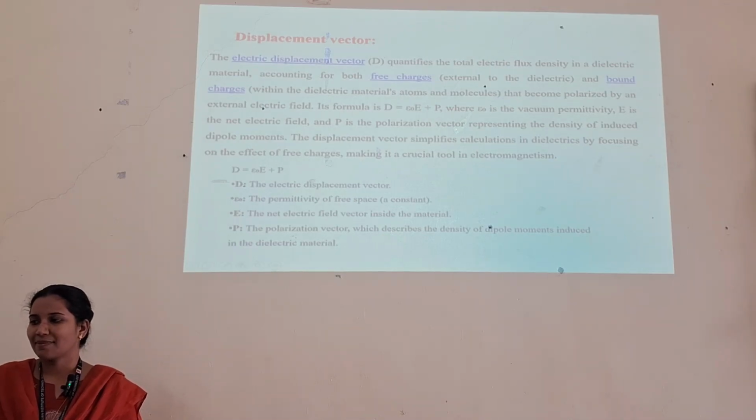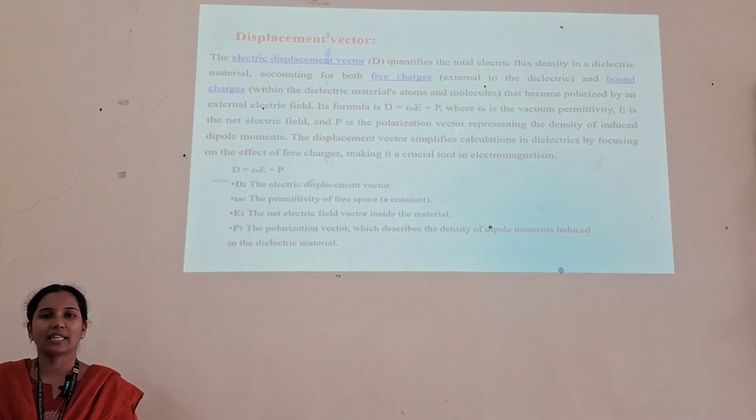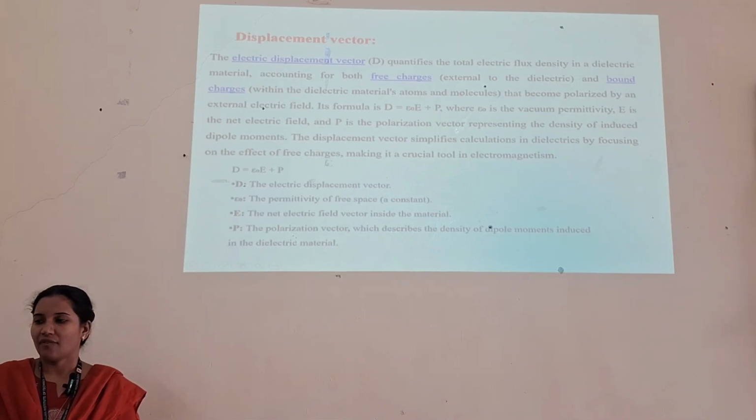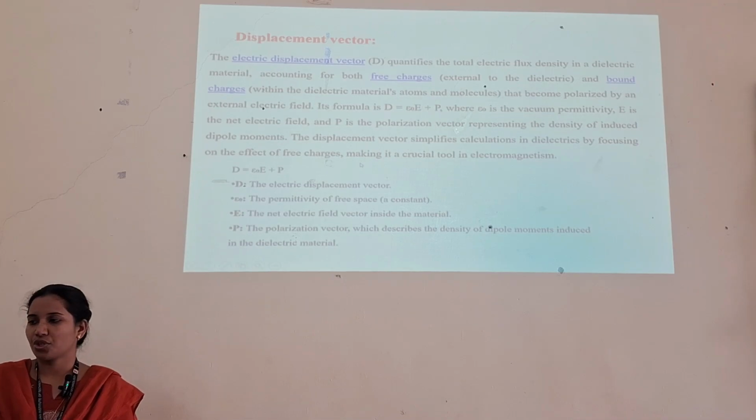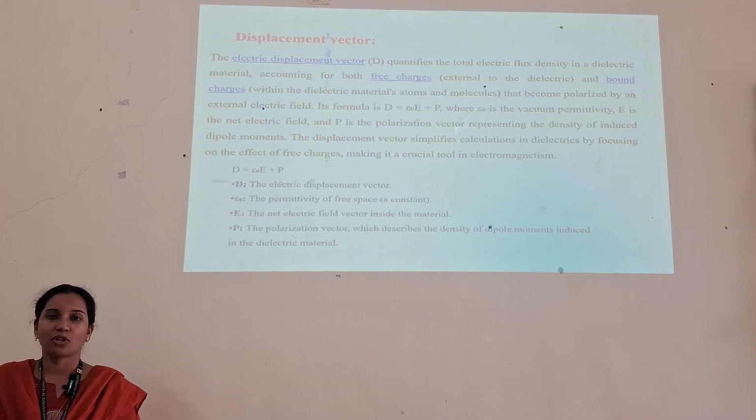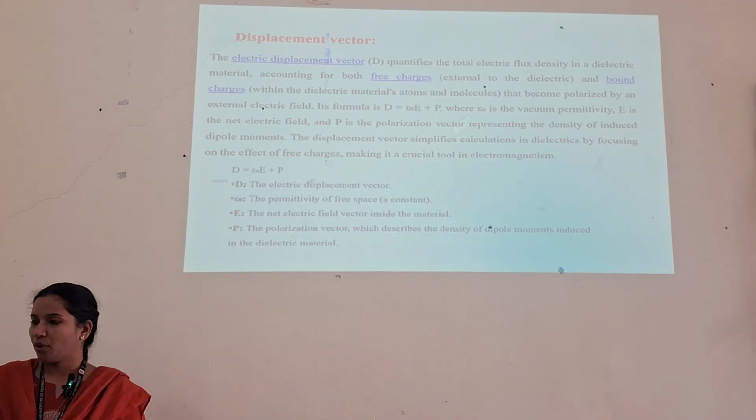You can see here the displacement vector simplifies calculations in dielectrics by focusing on the effect of free charges, making it a crucial tool in electromagnetism, where D equals epsilon naught E plus P. D is the electric displacement vector, epsilon naught is the permittivity of free space, E is the net electric field vector inside the material, and P is the polarization vector, which describes the density of dipole moments.